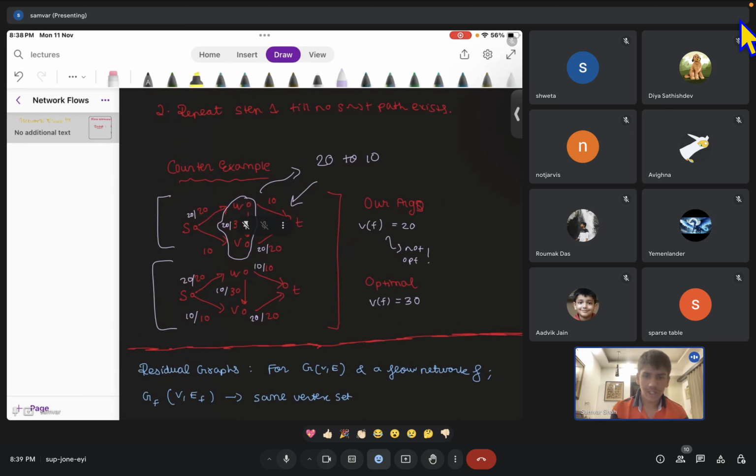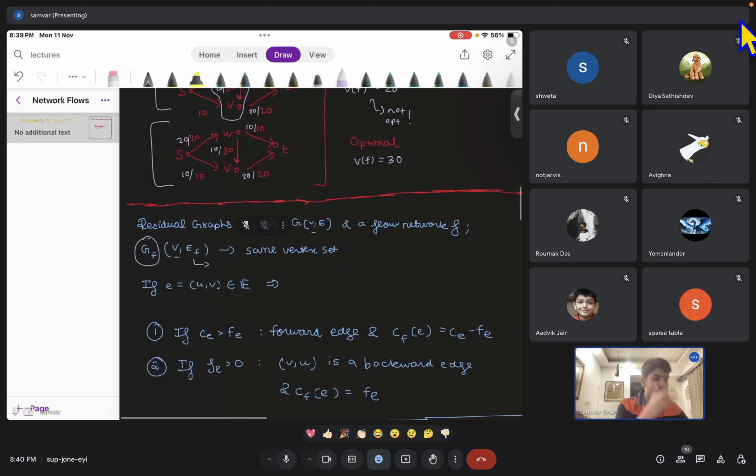So for a graph G with vertex set V and edge set E and a flow network F, this is your flow network which we had drawn here. What we define as the residual graph is G_F, so G_F with V comma E_F. So the notation here means that you have the same vertex set because V and V are the same, but the edge set changes, and that's intuitively obvious because even if you're undoing, you don't really change the vertices. There's nothing to change in the vertices. The edges are the ones which change, and when the edges change, by definition, you would have its weight parameter also change, which is what I'll be explaining now.